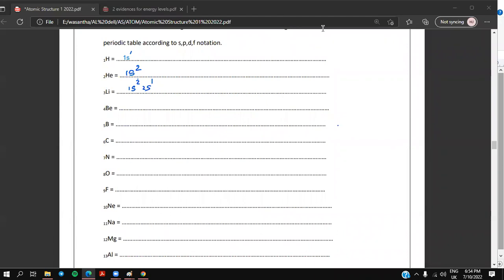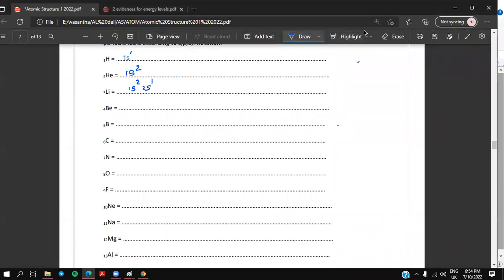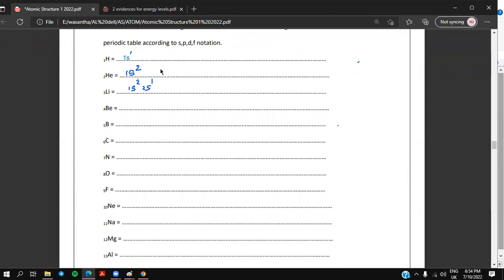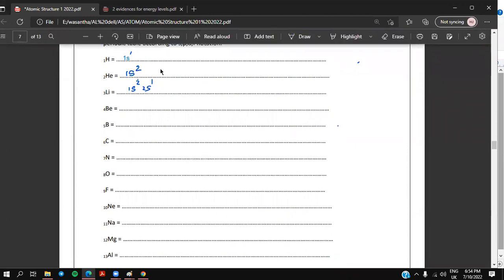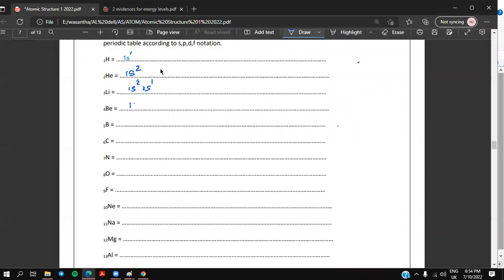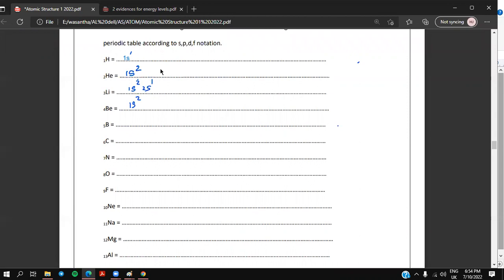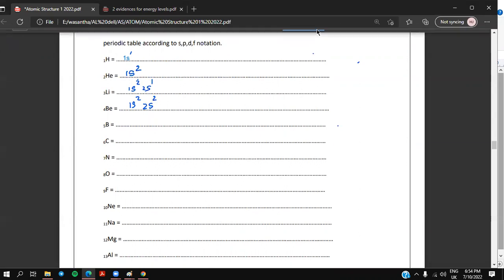Let's see how we can write the electronic configuration for other elements also, according to spdf notation. Beryllium. Beryllium has 4 protons, meaning 4 electrons. So I can write 1s2, 2s, there are 4 electrons, so 2s2. That's the configuration for beryllium.